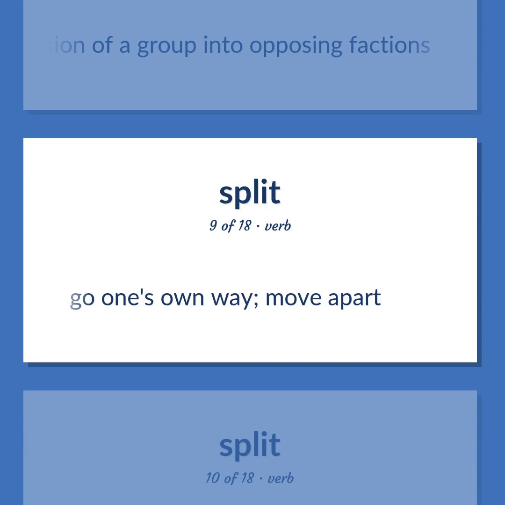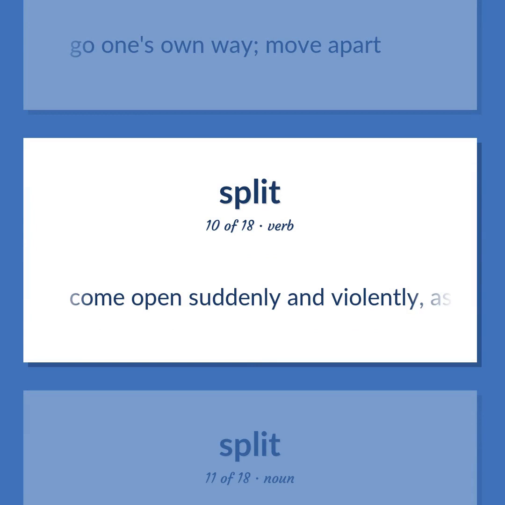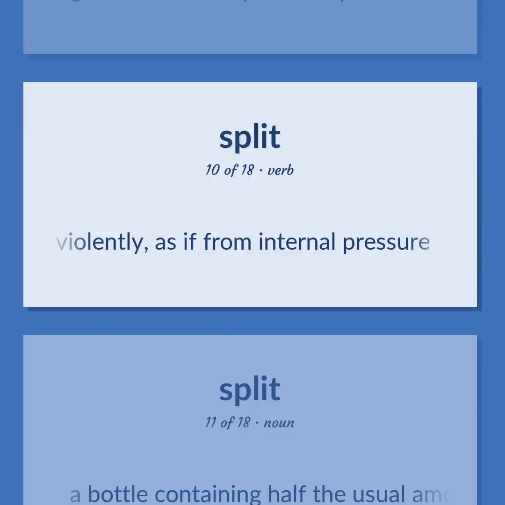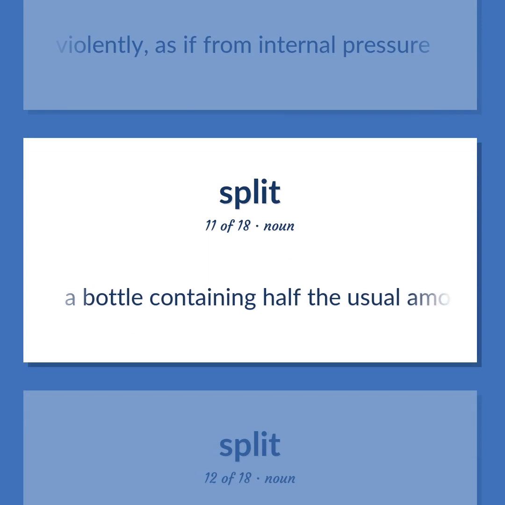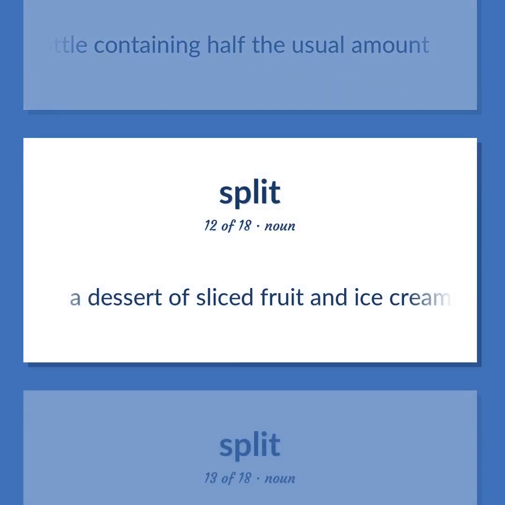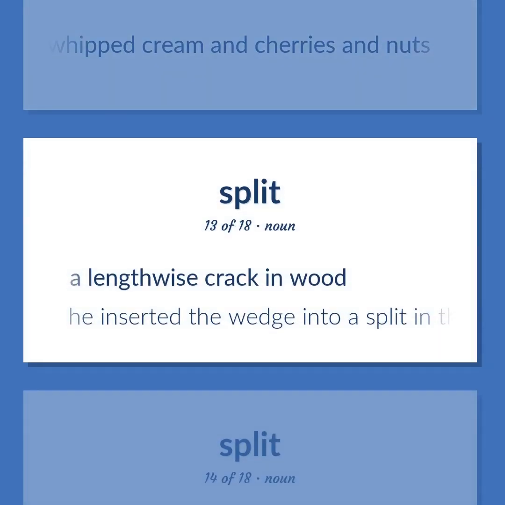Go one's own way. Move apart. Come open suddenly and violently, as if from internal pressure. A bottle containing half the usual amount. A dessert of sliced fruit and ice cream covered with whipped cream and cherries and nuts. A lengthwise crack in wood. He inserted the wedge into a split in the log.